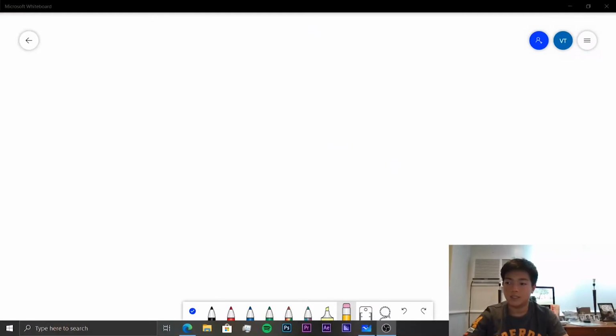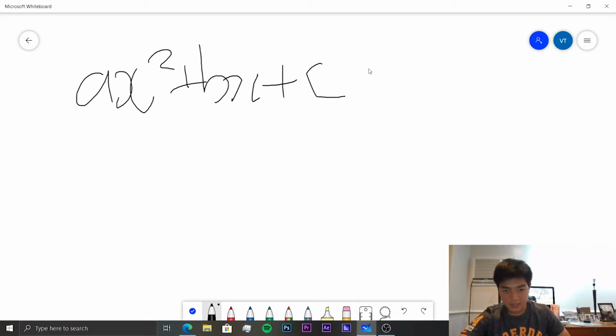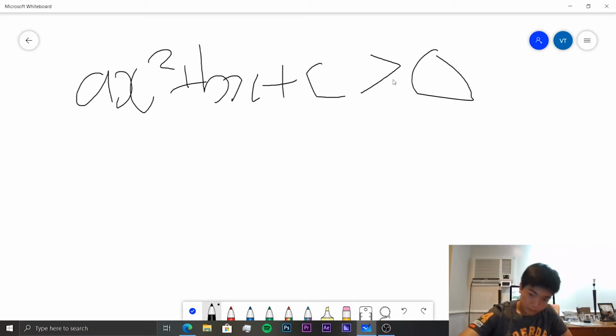So we're going to be finishing off Unit 3.1, and the last thing we need to know is quadratic inequalities. So let's jump right in. A quadratic inequality is when ax squared plus bx plus c is greater than 0 or less than 0. It's just not equal to 0. And we need to know how to solve this.